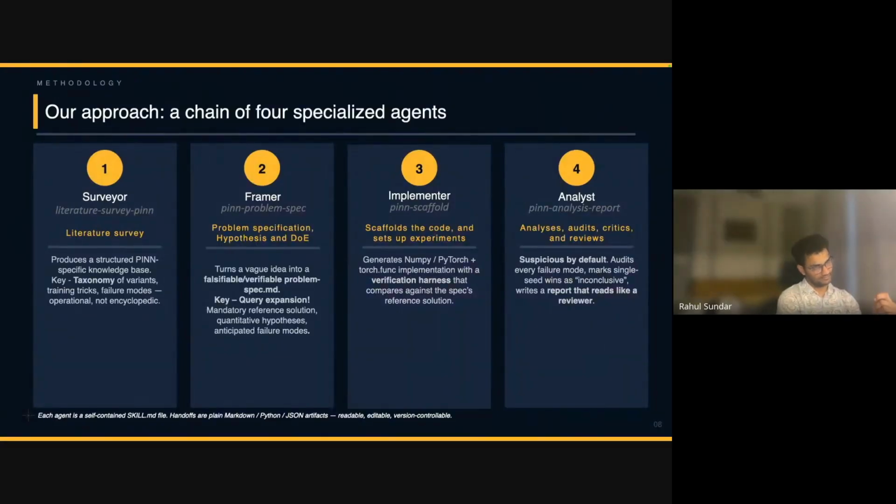Because firstly, in many cases, PINNs are used to solve a PDE or an ODE. So unless you have a reference solution for that system, it becomes very difficult to verify whether your methods even work, or whether they just produce junk solutions. And finally, analysis. When you do analysis, you should always analyze as a reviewer so that you maintain objectivity and are not biased towards your own experiments. So this was also baked into the analyst's skill set.